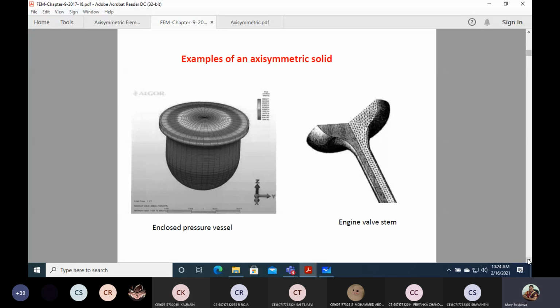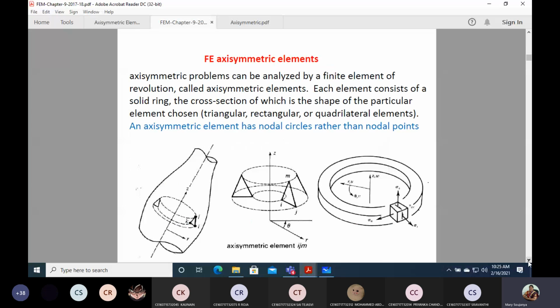This is in the software. That is how the discretization is done and the solutions for different elements are taken into account. If you see this picture, the rotation is happening along the z-axis, and the symmetry is also taken about the z-axis. Generally, we consider the symmetry to be about the z-axis.